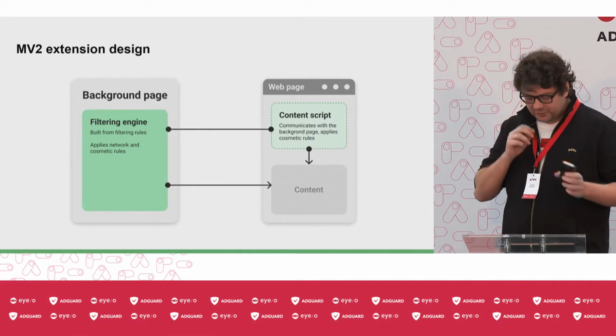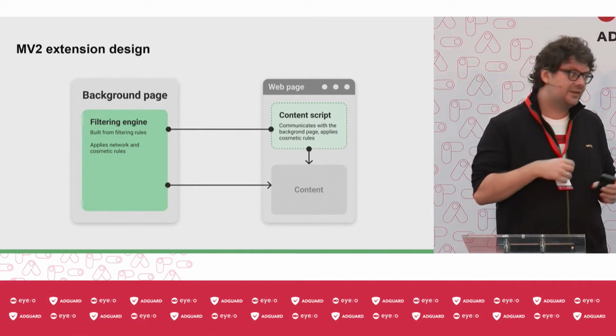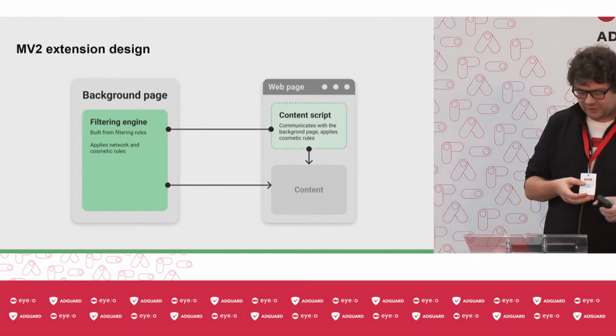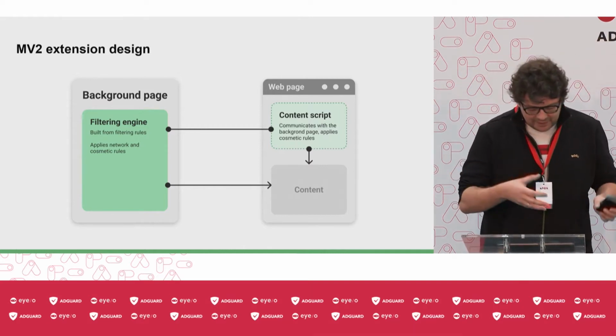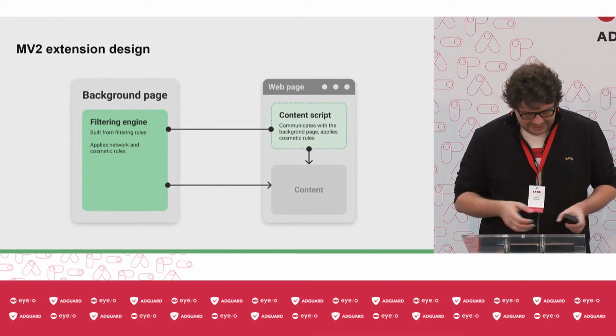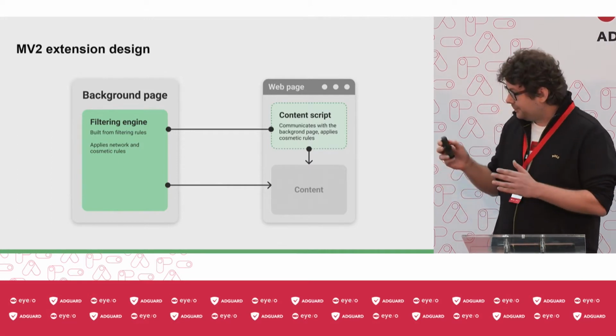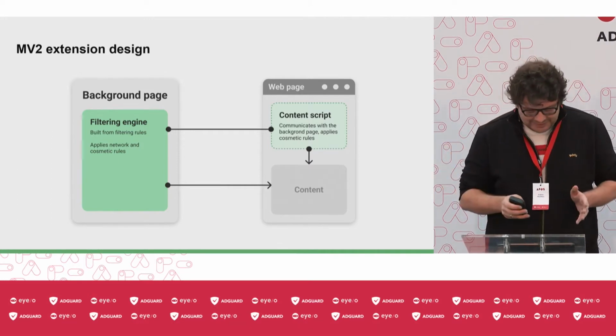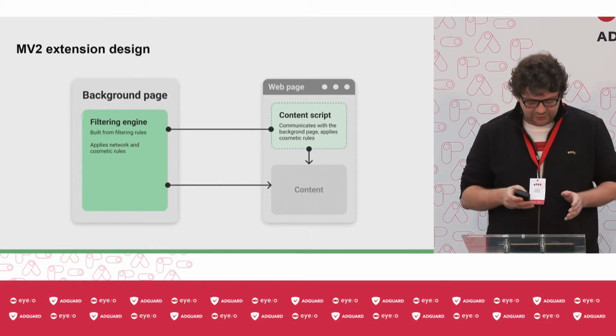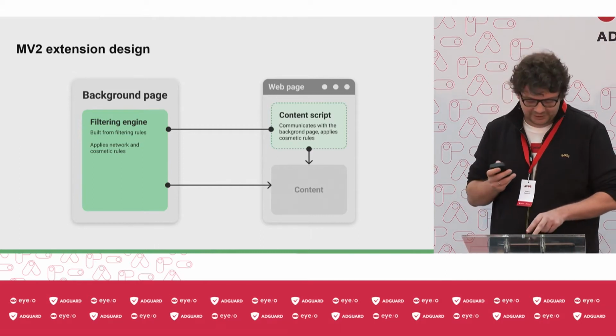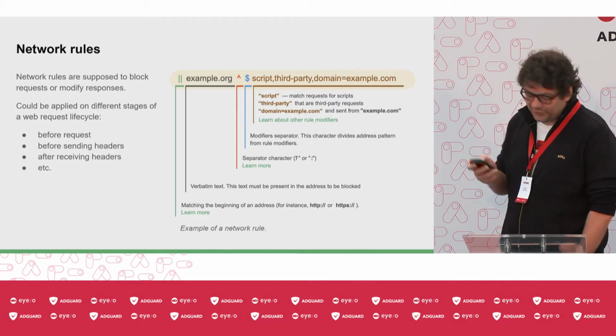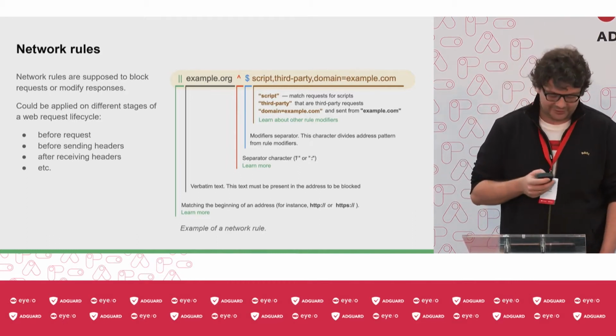It decides whether the request is allowed or not. It decides what kind of cosmetic rules should be applied to a page, and so on. Now that we know how it looks in general, I would like us to take a look at the rules, because these are the most important parts of a content blocker.